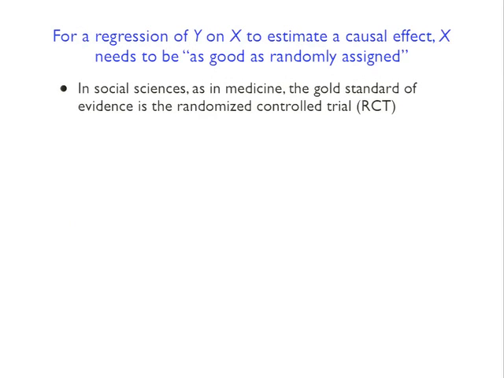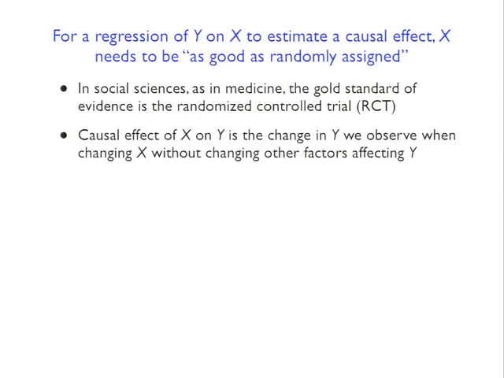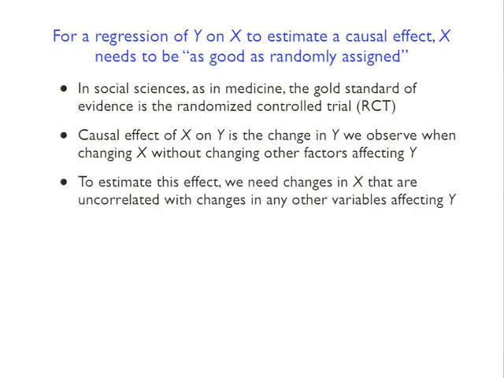The reason that the randomized controlled trial, which we call the RCT, is the gold standard of evidence is that it allows you to isolate the effect of x on y without having to worry about whether there are other things correlated with x that could be affecting y. Remember, the causal effect of x on y is the change in y that we observe when changing x without changing other factors that affect y. So in order to estimate this, we need changes in x that are uncorrelated with any other variables that affect y.